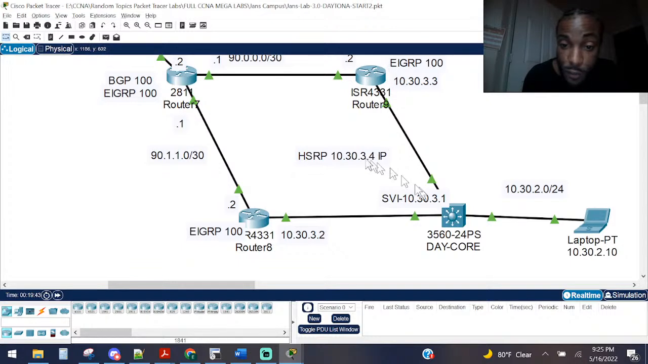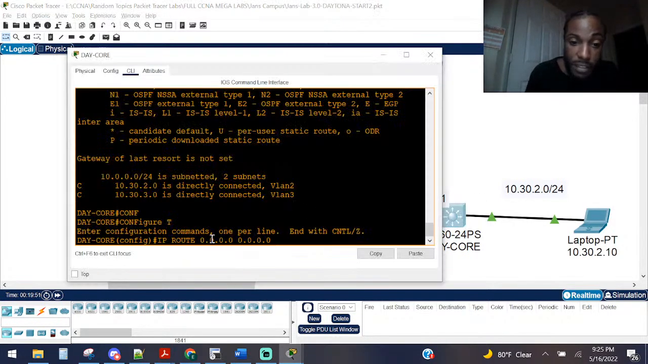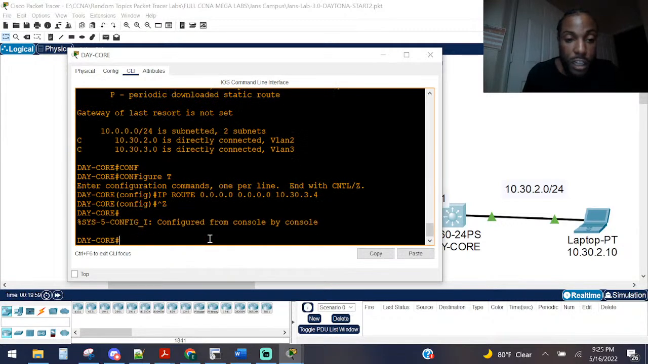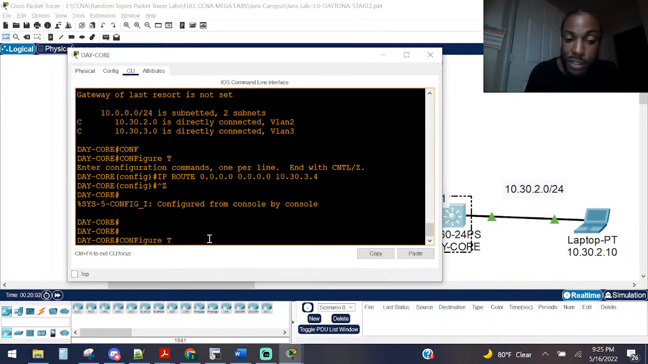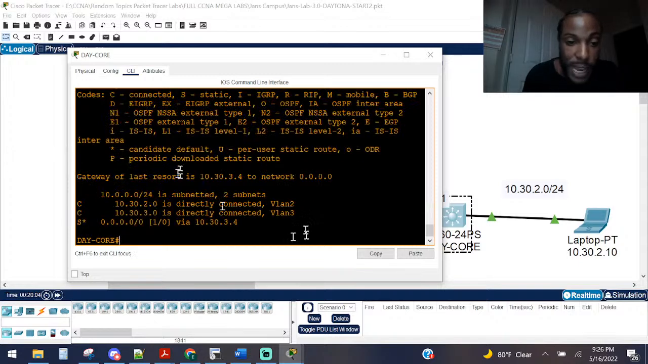We're going to send it to the virtual IP address of an HSRP peer. That way, when one of these goes down, we'll still be able to get out to the internet, right? So we go to the Daytona core and say the next hop is actually the virtual IP of HSRP. What is that? 10.30.3.4. Y'all see that? Y'all with me? Press enter. We do a show IP route this time. Now the gateway of last resort is 10.30.3.4.